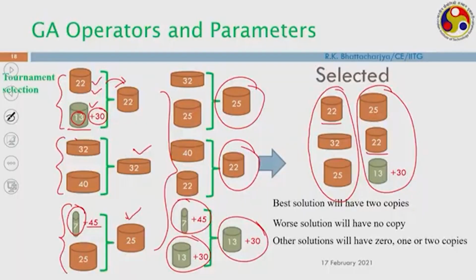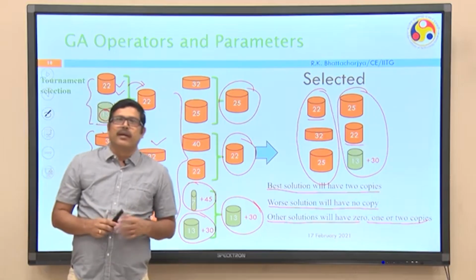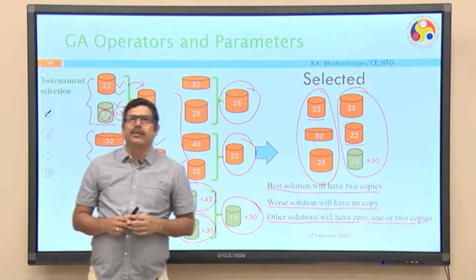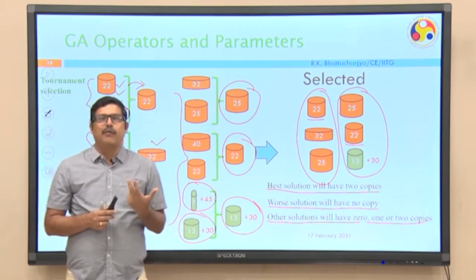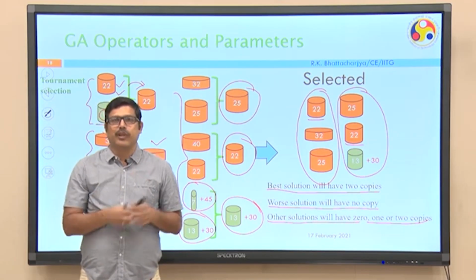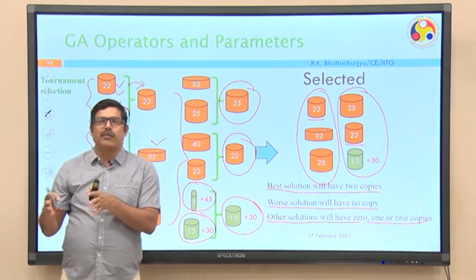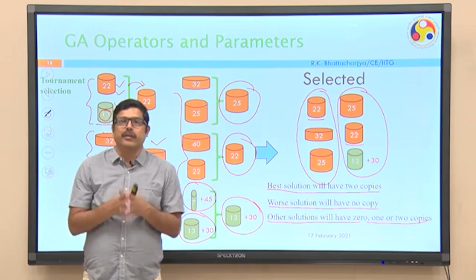Okay. So, finally, I can conclude that the best solution will have 2 copies, the worst solution will have no copy, and the other solutions will have 0, 1 or 2 copies. Okay. Now, if you look at what I am doing here, my tournament size is 2 in this case. And therefore, I am playing this tournament for 2 rounds. First round I am getting 3 solutions and second round I am getting another 3 solutions, is not it.